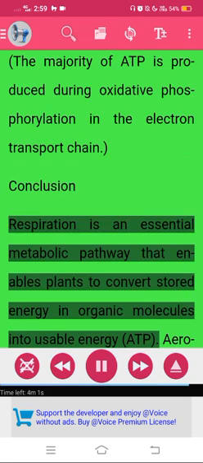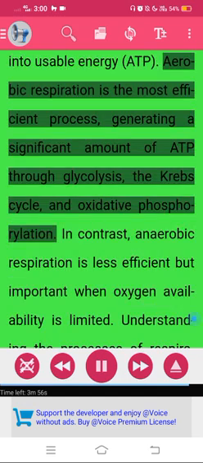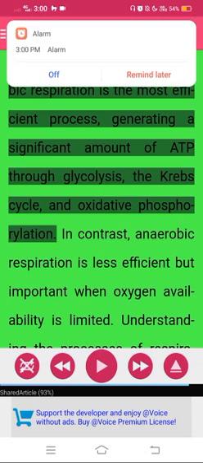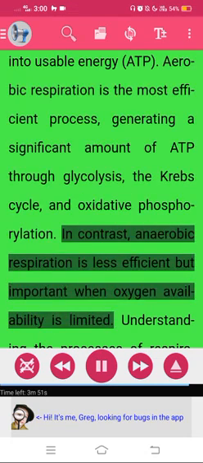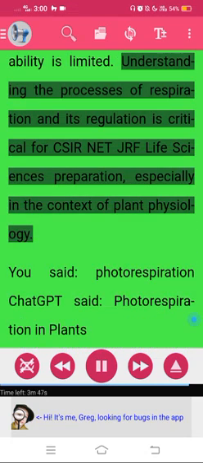Conclusion. Respiration is an essential metabolic pathway that enables plants to convert stored energy in organic molecules into usable energy, ATP. Aerobic respiration is the most efficient process, generating a significant amount of ATP through glycolysis, the Krebs cycle, and oxidative phosphorylation. In contrast, anaerobic respiration is less efficient but important when oxygen availability is limited. Understanding the processes of respiration and its regulation is critical for CSIR NET JRF life sciences preparation, especially in the context of plant physiology.